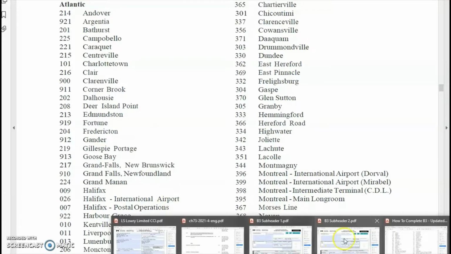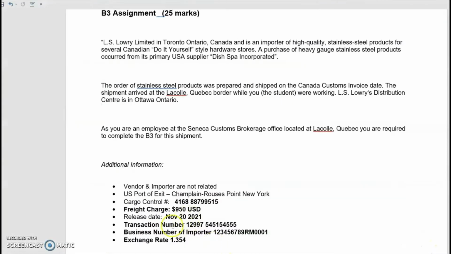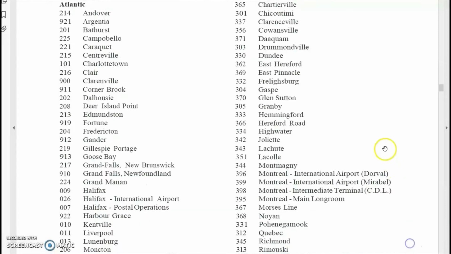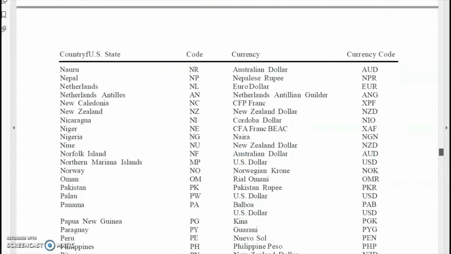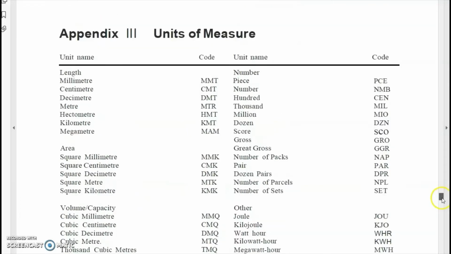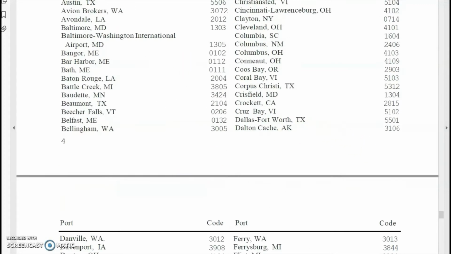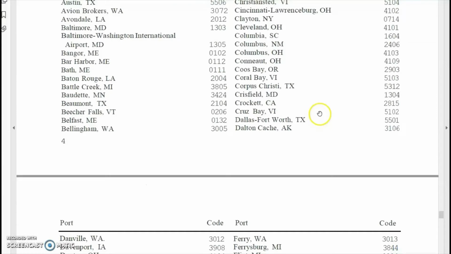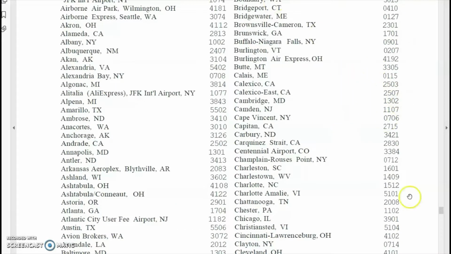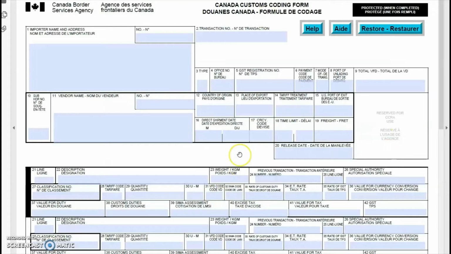Okay, bear with me here. The other piece of information you need is the U.S. port of exit. Okay, which is right here, Champlain-Rouse's Point, New York. Again, we go to the same booklet, and we go to the U.S. Port of Exit Codes appendix, okay, which is down here. Okay, and you need to look up, and I've forgotten what it was, Champlain-Rouse's Point, I should say. So we look up Champlain, and there it is listed, and it has the port number, the U.S. Port of Exit codes here. Okay. All right.